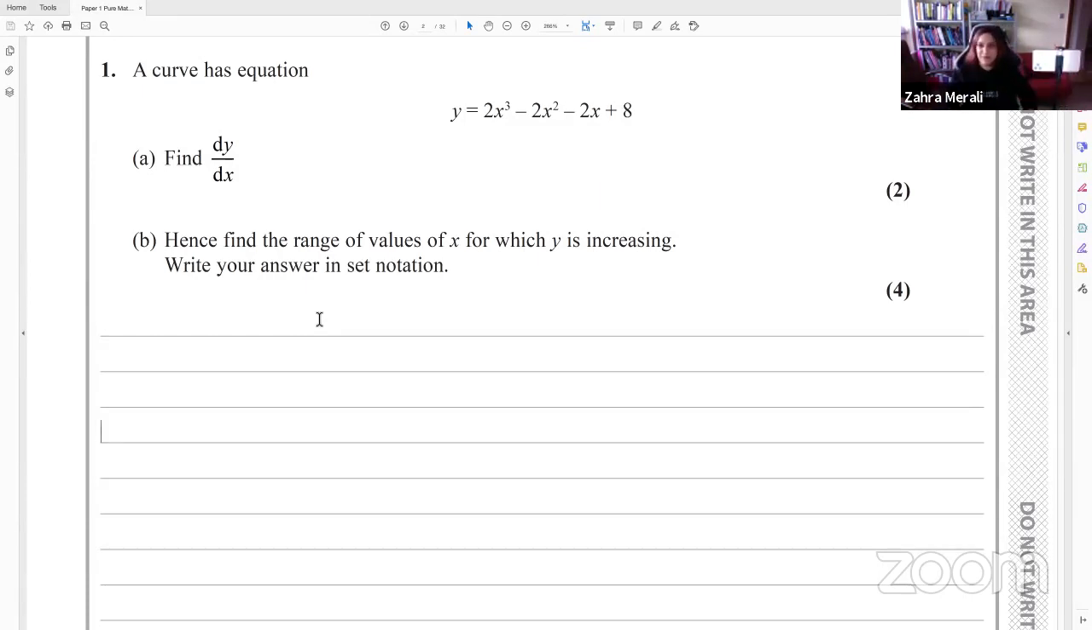Hi, so it's Past Paper Friday. Today we're going to look at the specimen paper for the new specification of Edexcel AS Maths.